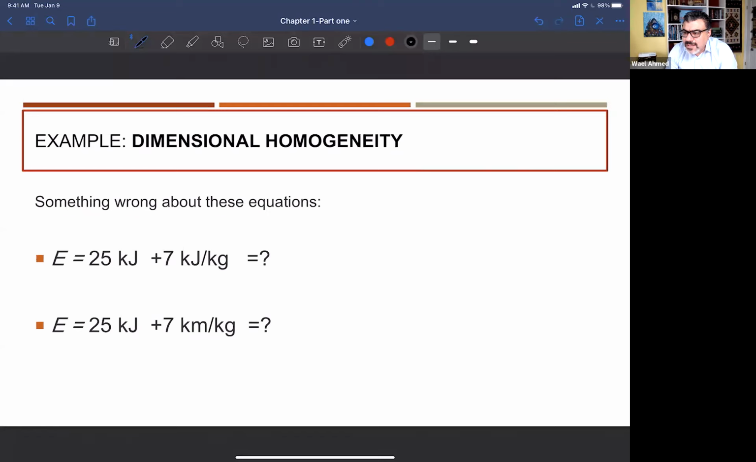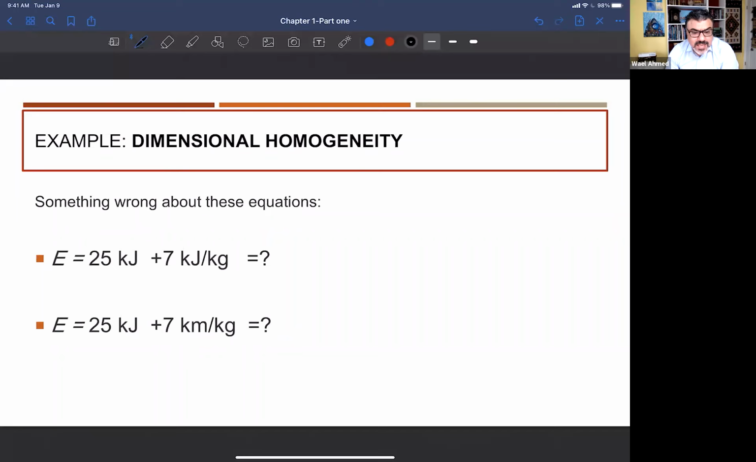Exactly, right? Adding things with different units doesn't make sense. Perfect, okay? So the first equation is 25 kilojoule plus 7 kilojoule per kilogram. That doesn't make sense, right? Units have to be consistent when you are adding things. You cannot really add apples to oranges and then get a total number.